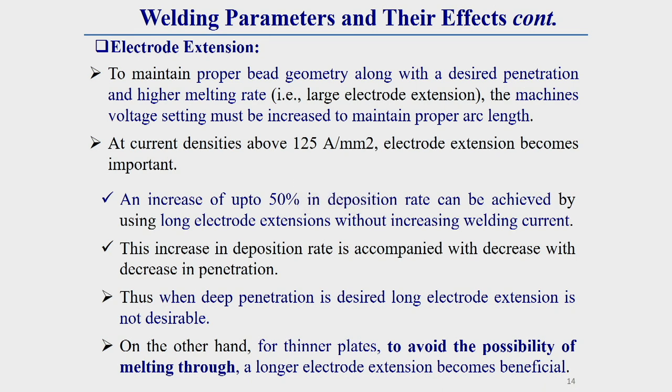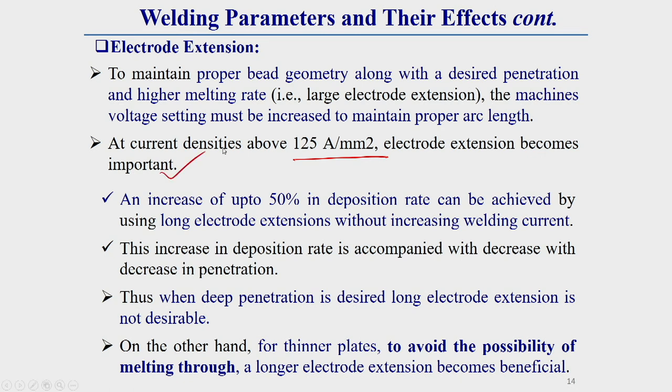One thing to keep in mind: at current levels above 125 ampere per millimeter square, that is, current density above 125 ampere per millimeter square, electrode extension becomes very, very important.